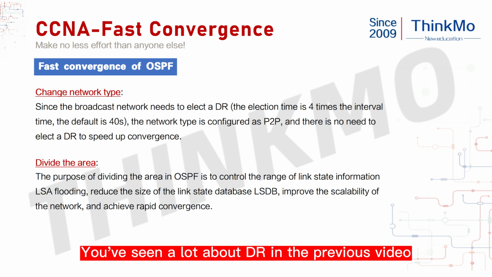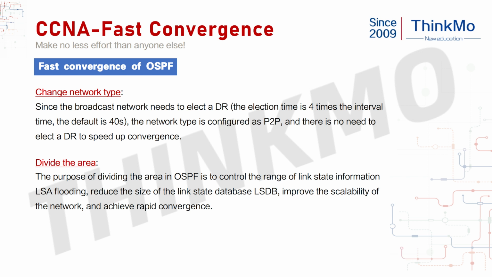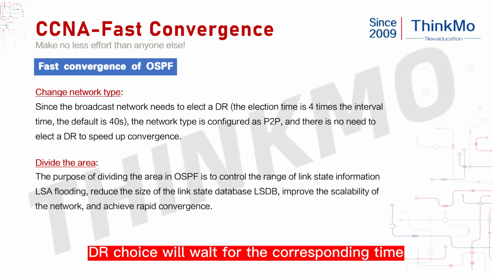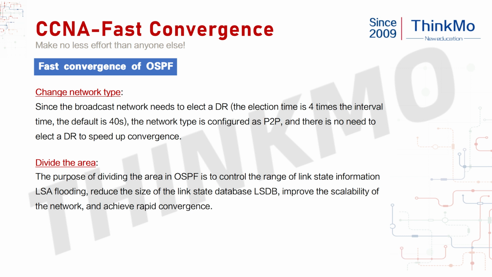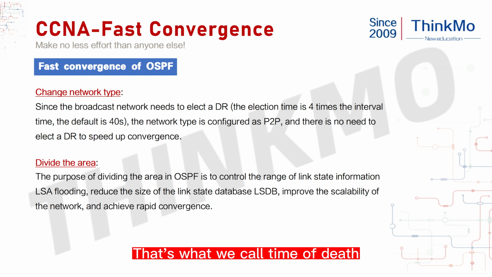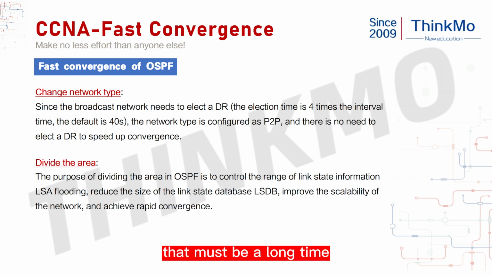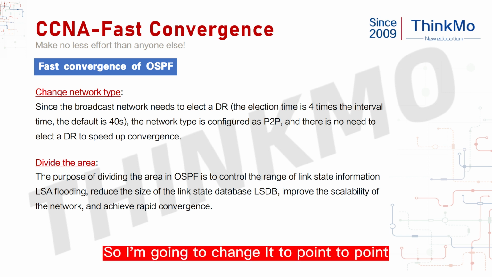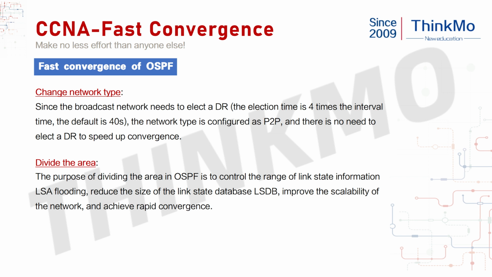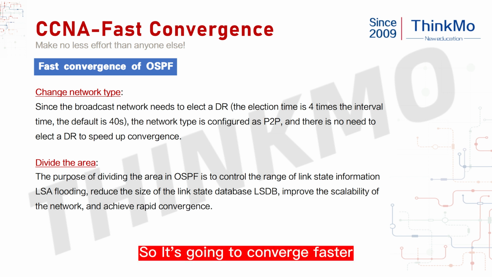You've seen a lot about DR in the previous video. The DR election will wait for the corresponding time, usually 40 seconds, that's what we call the dead time. That must be a long time. So I'm going to change it to point-to-point. You don't have to elect it, so it's going to converge faster.